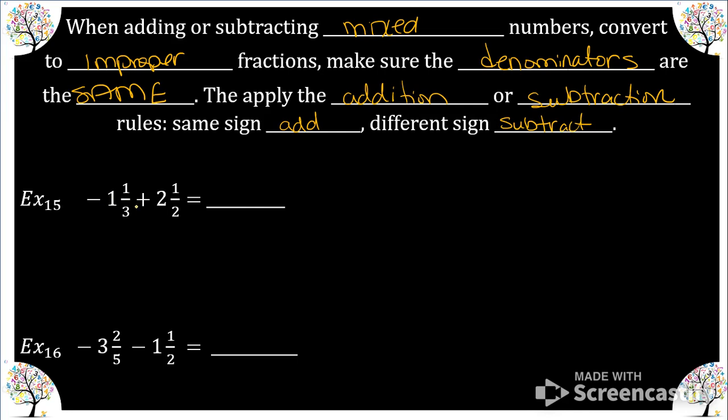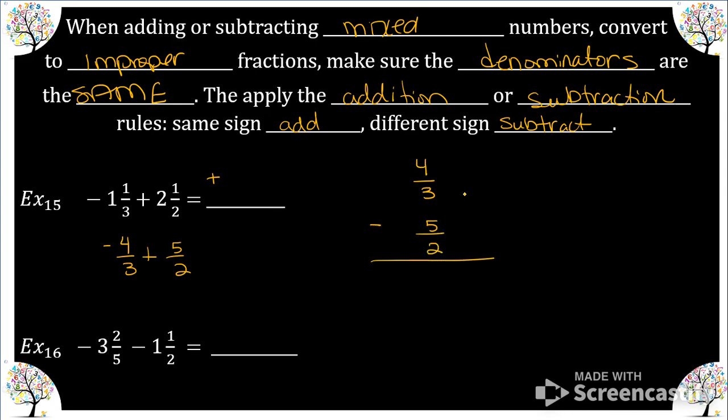Here we have a negative plus a positive, so we are going to subtract. 2.5 is more than negative 1 1/3, so we are going to have a positive answer. I'm going to convert this to improper. 3 times 1 plus 1, so that's negative 4/3, plus 2 times 2 plus 1 is 5/2. And again, I'm going to be subtracting, but 2.5 is larger, so we are going to have more positives. So we are going to create equivalent fractions.